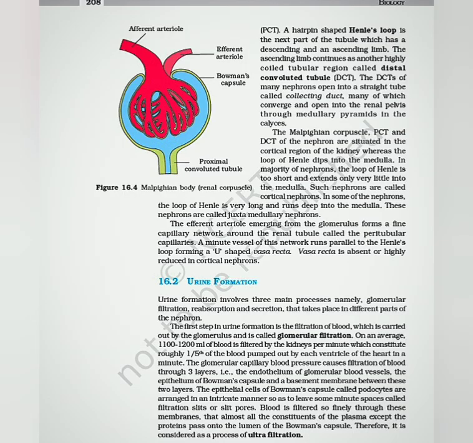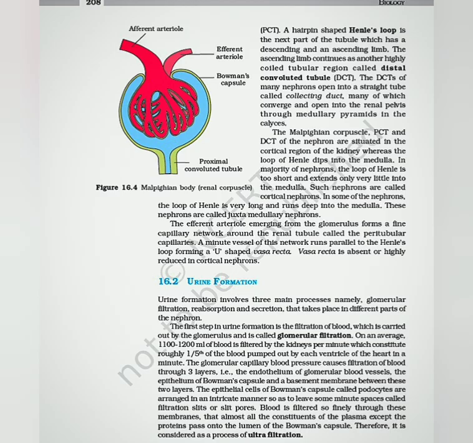The distal convoluted tubule (DCT) of many nephrons opens into a straight tube called the collecting duct, many of which converge and open into the renal pelvis through the medullary pyramid in the calyx. The Malpighian corpuscle, PCT and DCT of the nephron are situated in the cortical region of the kidney, whereas the loop of Henle dips into the medulla.